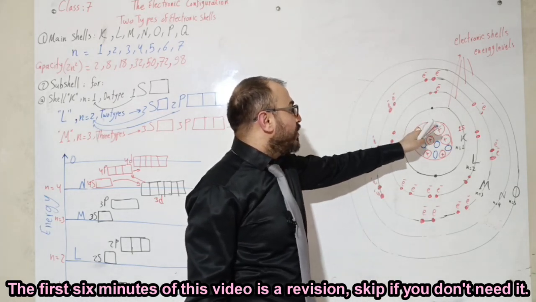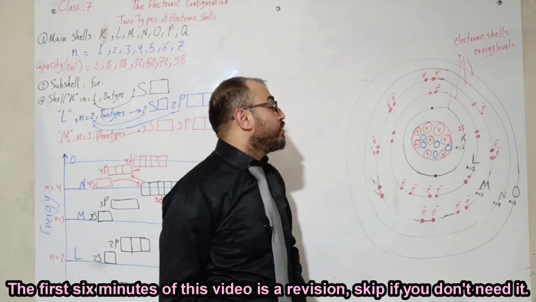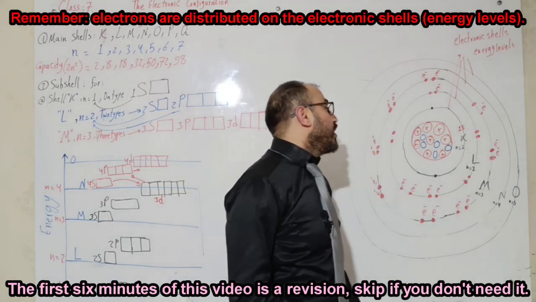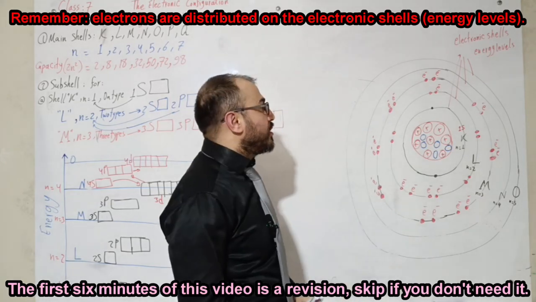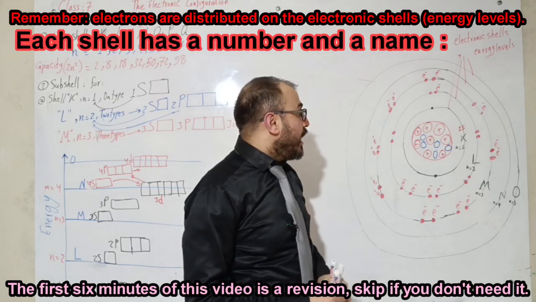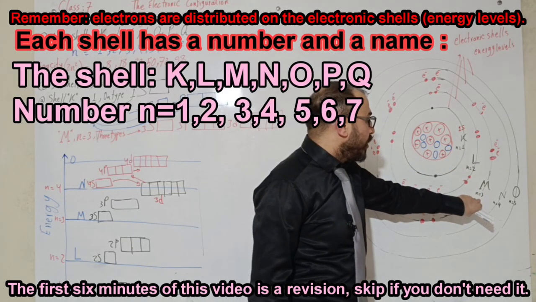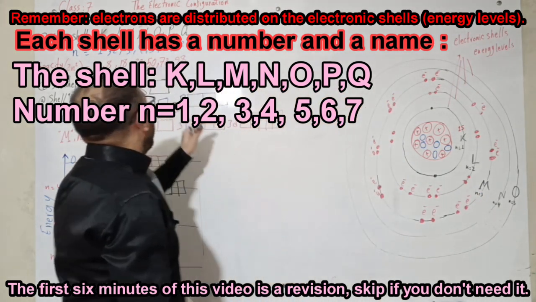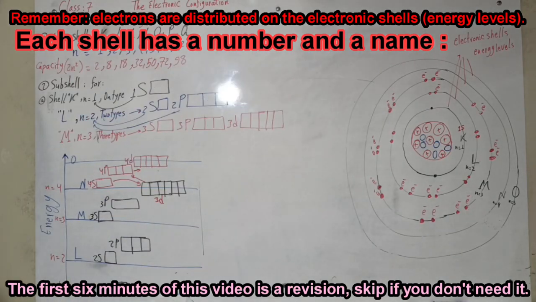In the previous class we talked about the two main parts of the atom. The first one is called the nucleus, inside which we have positive protons and neutral neutrons, and the other part is called the electronic shells or the energy levels, inside which the electrons of the atom are distributed. Each shell has a name. For example, shell number 1 is K, shell number 2 is L, shell number 3 is M, and shell number 4 is N, while shell number 5 is O, shell number 6 is called P, and shell number 7 is called Q.